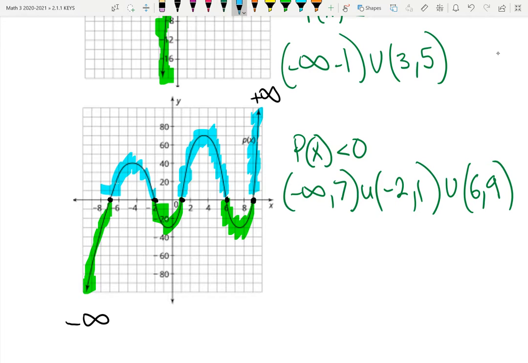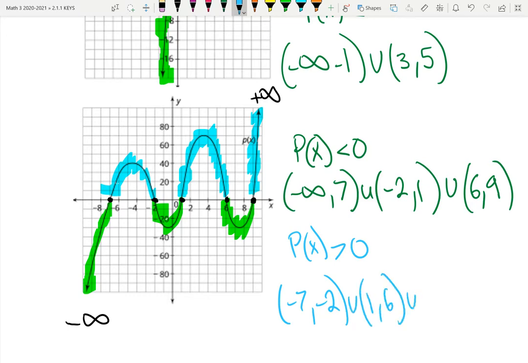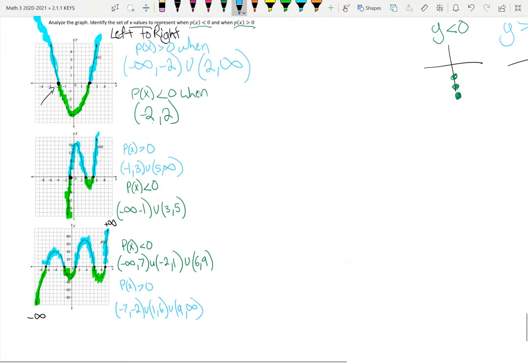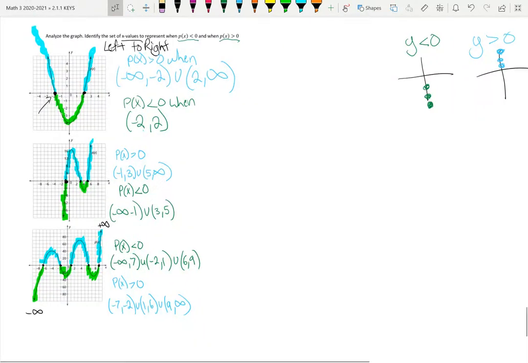When it's going to be above the x-axis, when it's going to be greater, well, it goes from -7 to -2. Then it's going to be connected by a union from 1 to 6. And then it's going to be connected from 9, and it goes all the way to infinity. It's never negative again. So just remember these inequalities. It's really just asking, hey, where on this graph is it below the x-axis and above the x-axis?